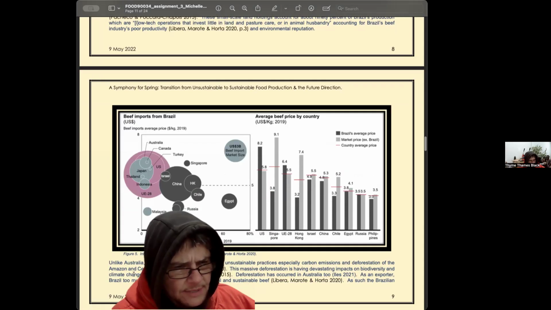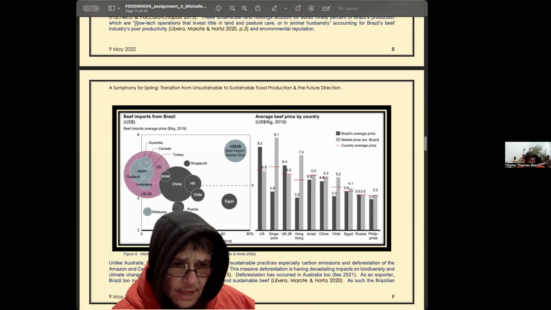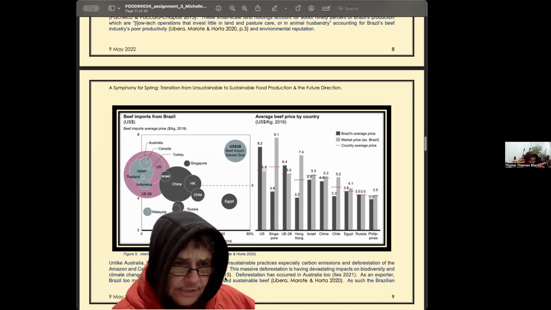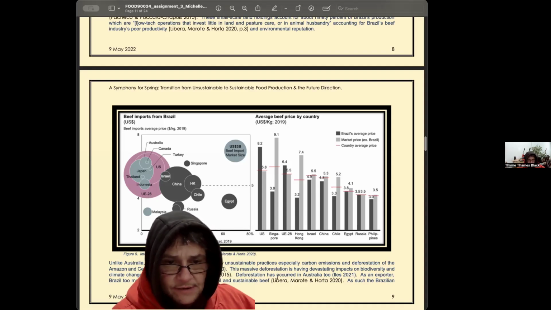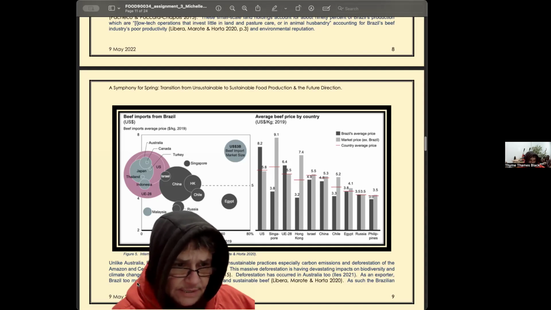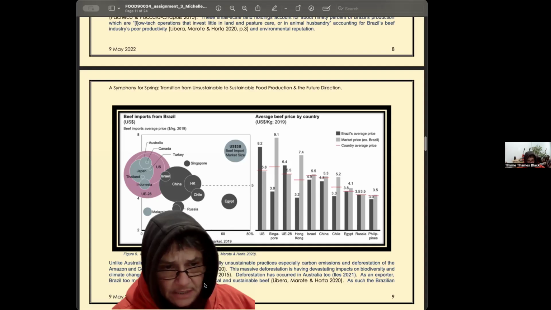Unlike Australia, Brazil is known for environmentally unsustainable practices, especially carbon emissions and deforestation of the Amazon and Cerrado, by Libera, Marote, Horta, 2020. This massive deforestation is having devastating impacts on biodiversity and climate change. Deforestation has occurred in Australia too. As an exporter, Brazil must meet consumer demand for ethical and sustainable beef.